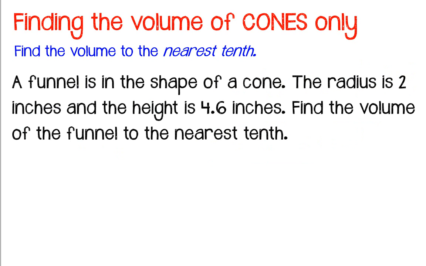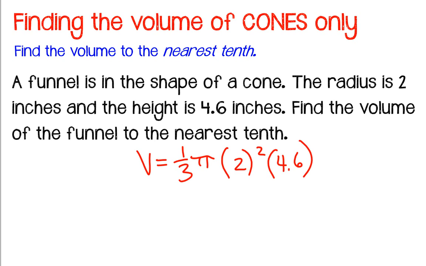All right, let's try a word problem. A funnel is in the shape of a cone. The radius is 2 inches and the height is 4.6 inches. Find the volume of the funnel to the nearest tenth. Have you memorized the formula yet? It's 1/3 pi radius squared times height. Pretty simple.